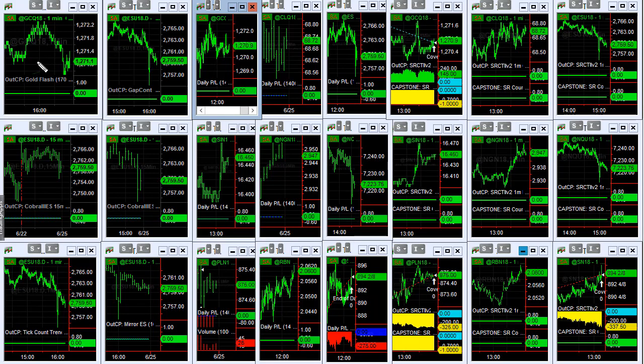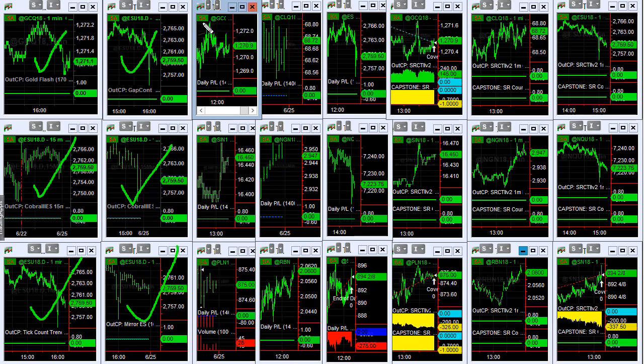So here is the workspace. You see gold flash right here, gap continuation 2B E-mini S&P here, Cobra 3 E-mini S&P, Cobra 3 E-mini S&P no profit target, tick count trend 2, and mirror E-mini S&P. And then I'm going to change the color of this pen so it's easier to see.